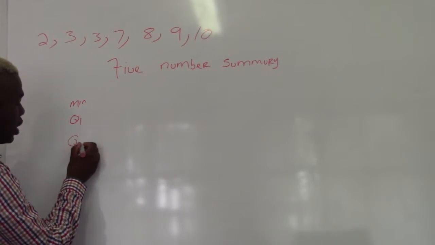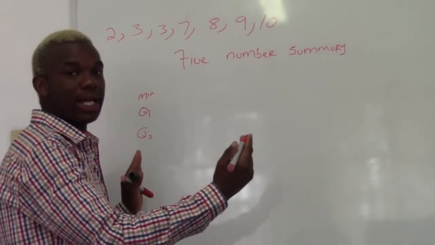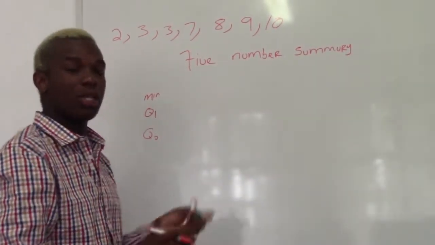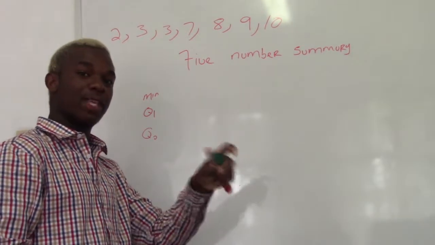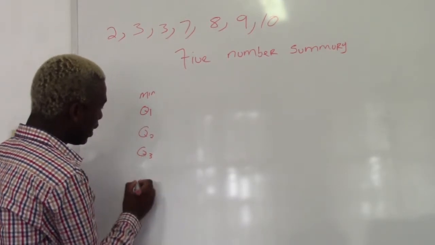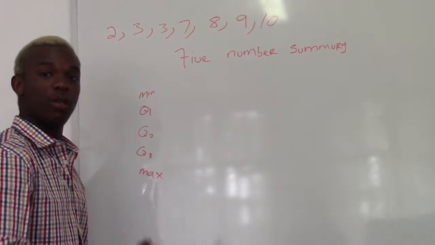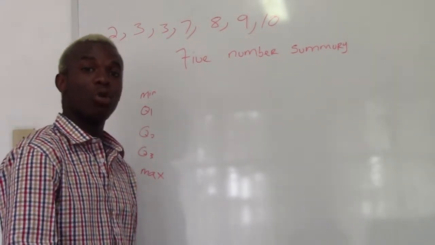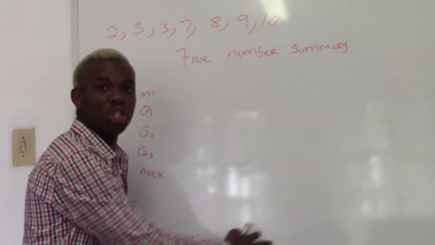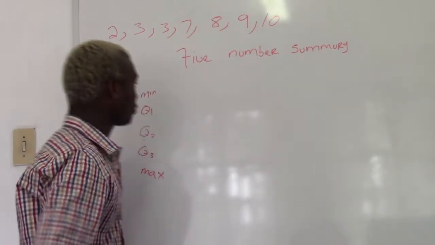Then we're going to find Q2, which is the middle of our data set, the middle number of the given data set. Then Q3 and the maximum value. We want to draw a diagram which is called a box and whisker diagram in order for us to check the distribution of the data, how the data is distributed.